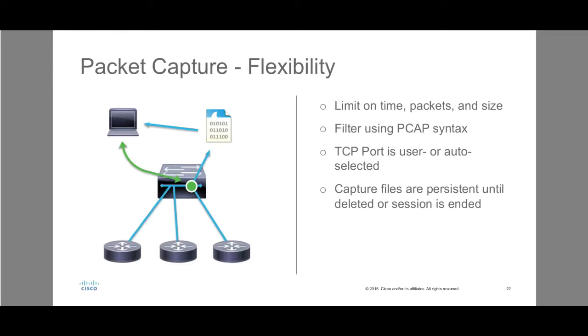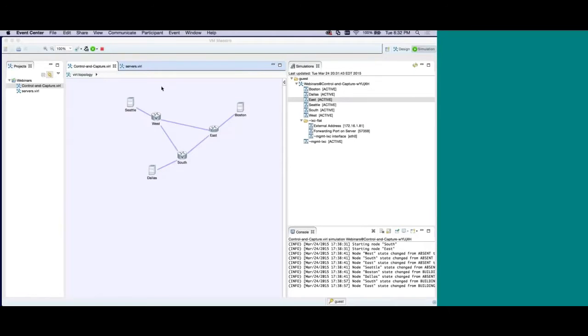So I'm going to switch here to sharing my desktop, and I have a simulation running already. It's quite simple. It's three routers and three servers, and two of the routers are IOSv, West and South, and one of the routers, East, is XRV.